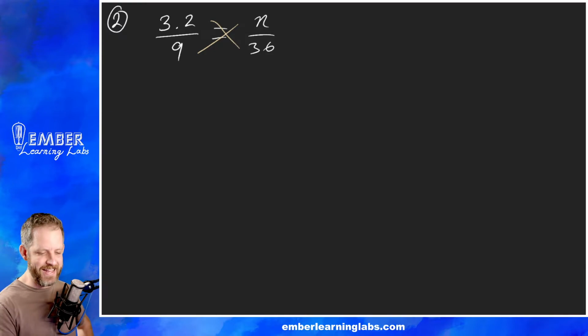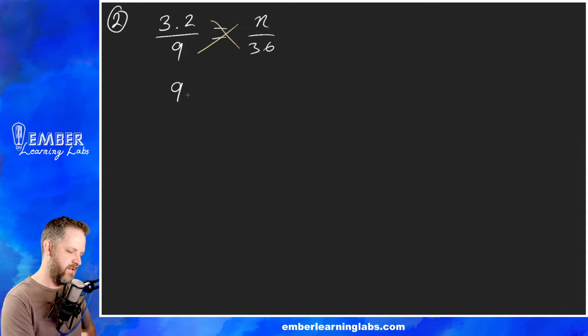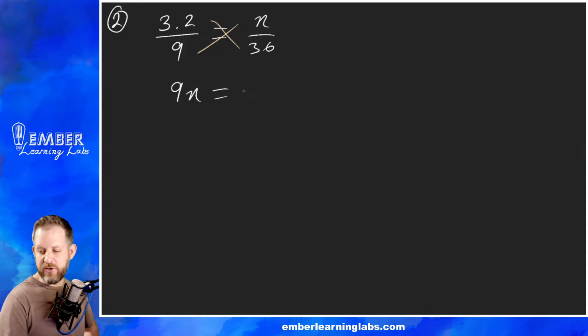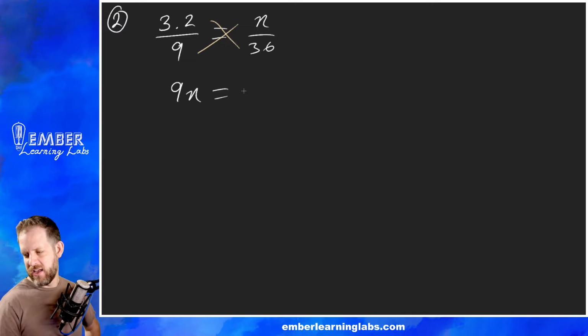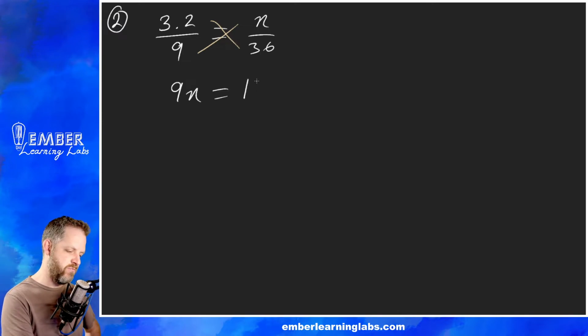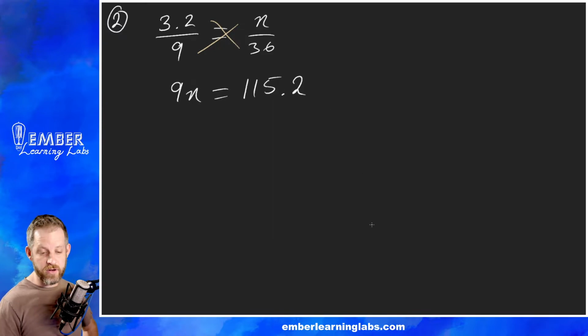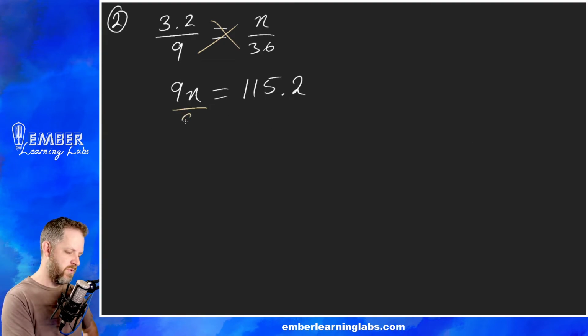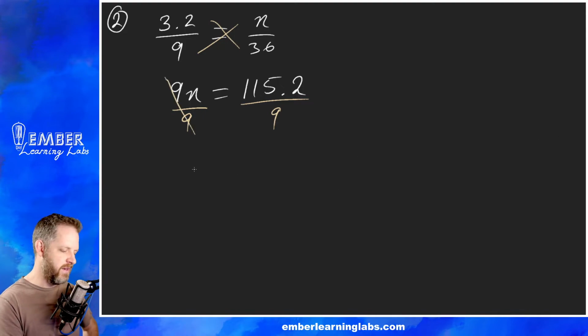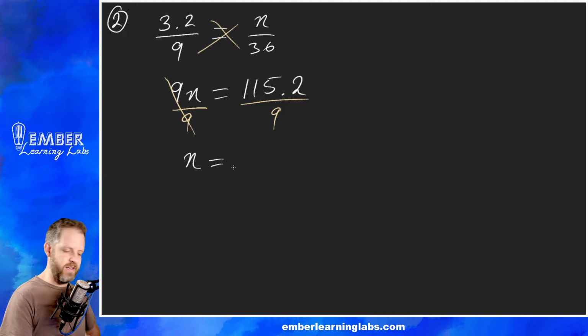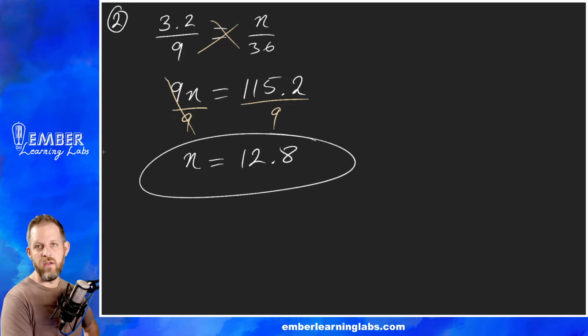N times 9 is 9n. 3.2 times 36 is 115.2. Then we're going to divide that 9 off. Divide by 9, divide by 9. N equals 115.2 divided by 9 is 12.8. Wow.